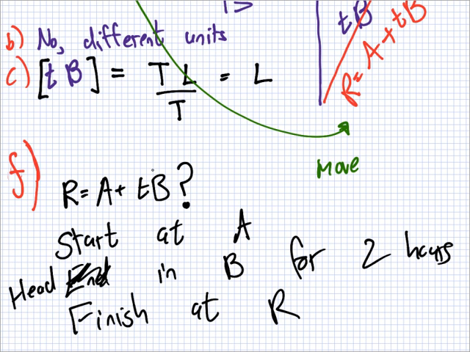If we go back, the question said A is 5 kilometers east. So that's a displacement because I'm telling you where something is. So that's start at A. B is a velocity because it's 5 kilometers per hour north. So that's why I said head in B. It means travel north 5 kilometers per hour for 2 hours. So if this is where you start and this is where you move, then when you add them together, that's where you finish. So it's a little story like this.